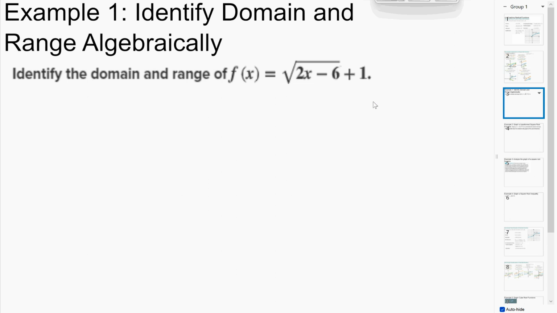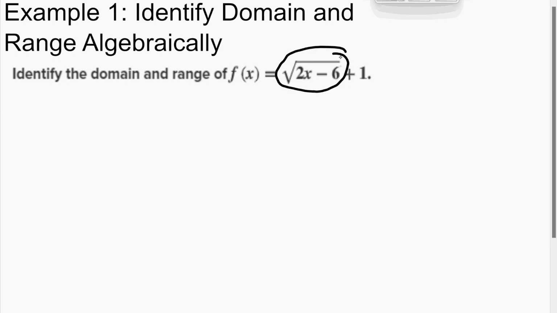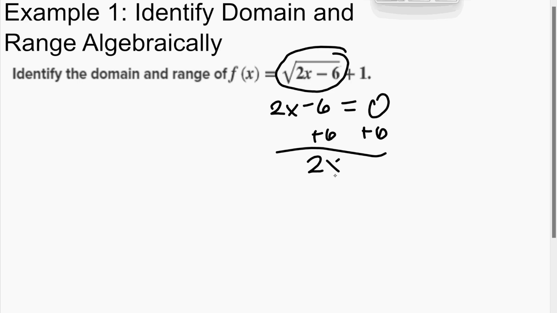All right, in this video, example 1, we're identifying the domain and the range algebraically. So this one, again, remember we're looking for what makes the root 0. If I set that equal to 0, that's going to help me find my domain. So set that equal to 0. So we get x is equal to 2. Okay, so that's going to be our domain.